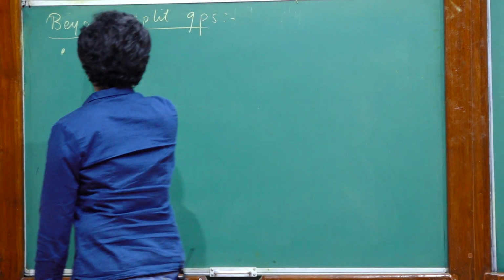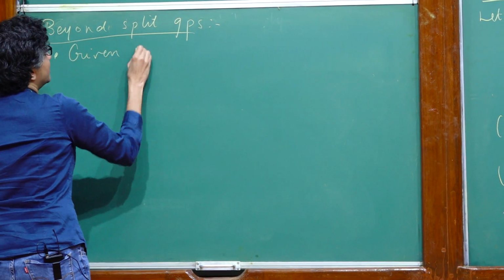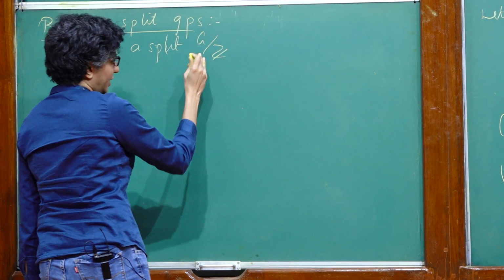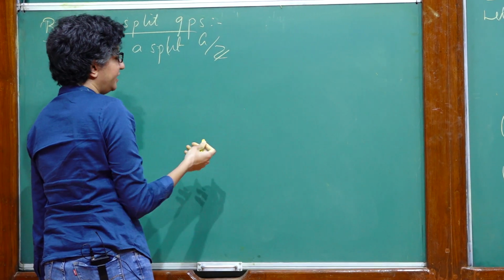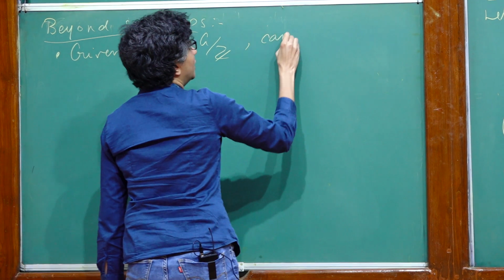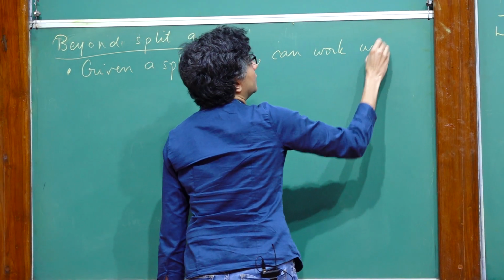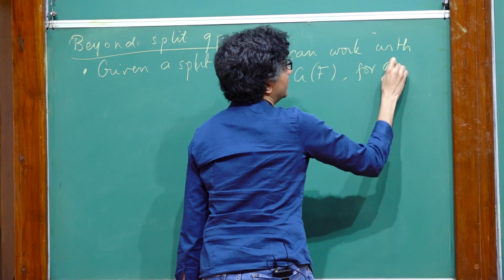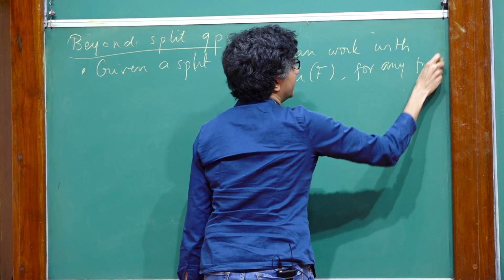Okay, first, given a split group G over Z, you can work with this group over an arbitrary field after base change. You can work with G of F for any field F.